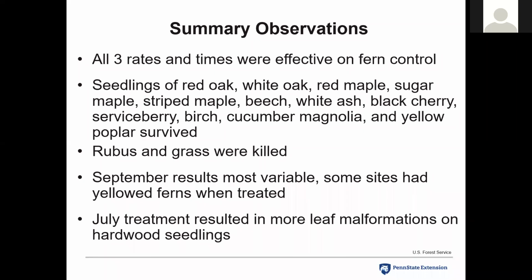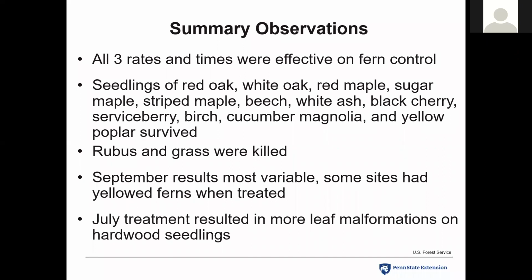Now Rubus, which is blackberry and raspberries, and grasses were killed. And I will give you a forewarning too: using sulfometuron or Oust or any of the generic brands, if you have your favorite wildflowers there, they will likely be controlled with those treatments. Not just grasses, but other broadleaf types of wildflower understory plants would be controlled using sulfometuron.